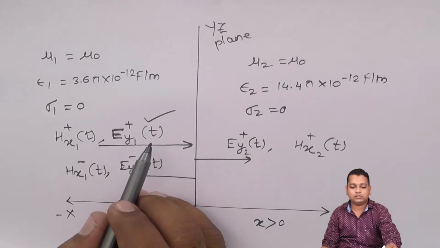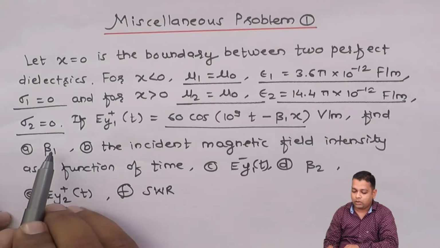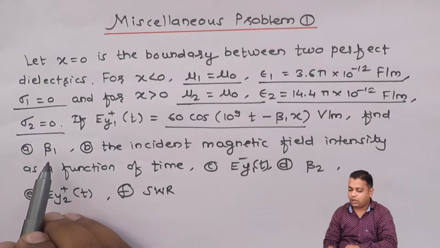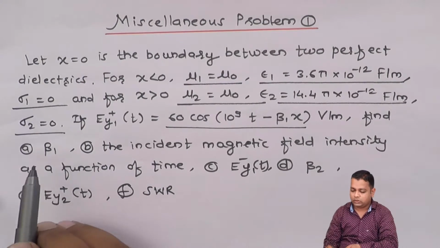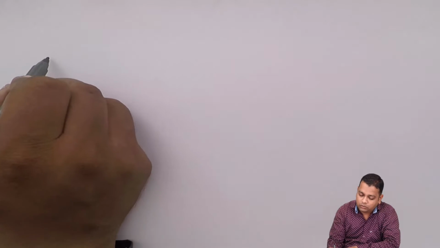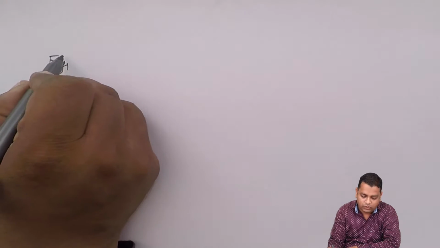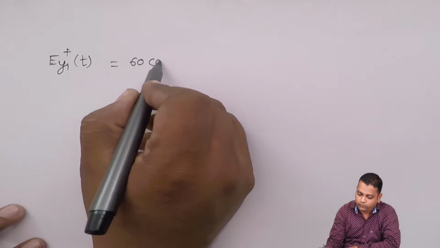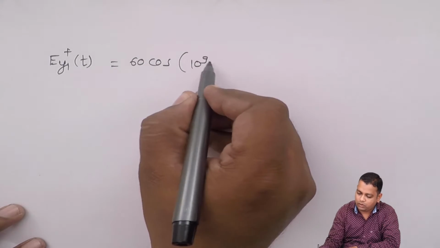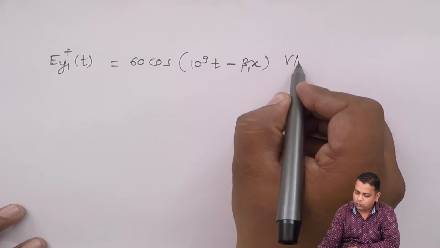So what are the things asked in this particular miscellaneous problem 1? First of all, we have to determine the value of beta 1. Beta 1 is the phase shift constant in medium 1. So let us start one by one. So for beta 1, we shall begin. Here we have the representation. First, Ey1 as a function of t, with the positive sign, is 60 cosine of (10 raised to power 9 t minus beta 1 x), in volts per meter.